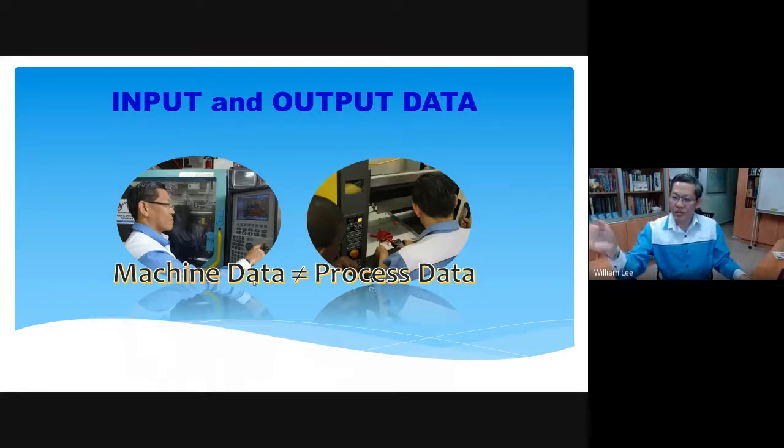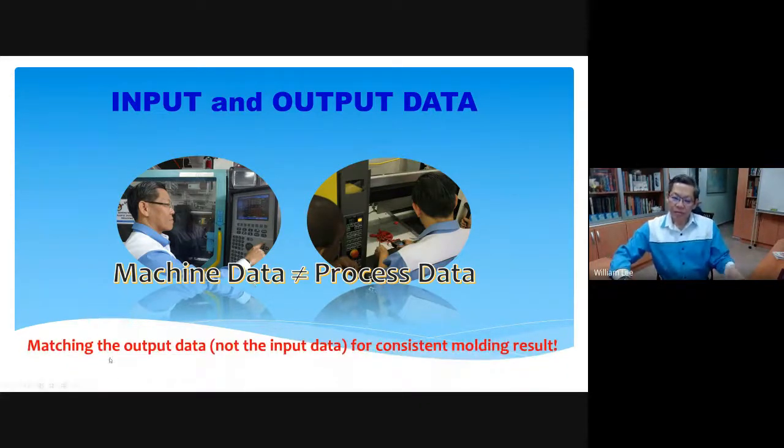But on another machine, maybe you need to key in a higher temperature in order to get the same output data, right? So matching this data is very important. Output data is more important than the input data. If you can match the output data, not the input data, I'm sure that you can do consistent molding regardless of where the machine is located or what brand it is. Whether you use brand A or brand B, as long as the plastic receives the same temperature, same flow rate, same pressure, and same cooling rate, I can get the same result.